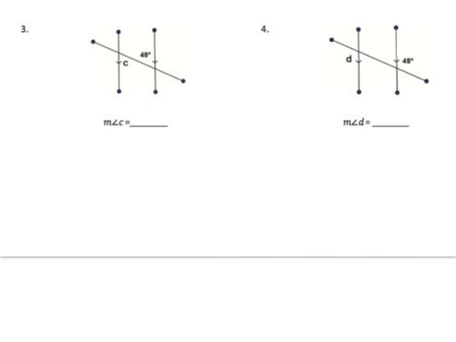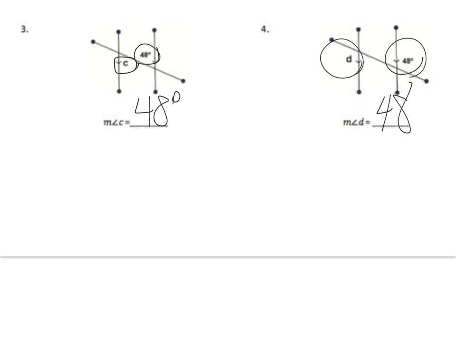All right, what do we see here? I have alternate interior angles, so we know that they're congruent. And here I have alternate exterior, which was the last bullet point that I wrote down, which isn't in your classwork. So those are 48 degrees.